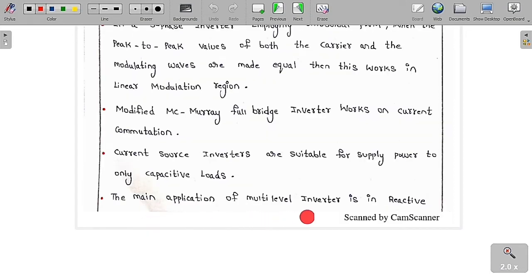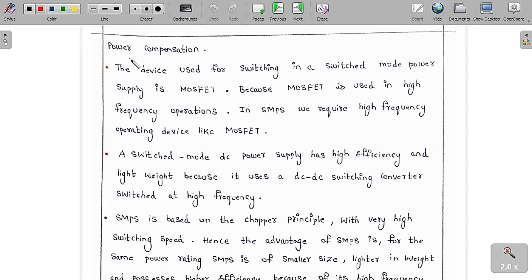The main application of multi-level inverter is in reactive power compensation. So the reactive power compensation is the main application of the multi-level inverter.